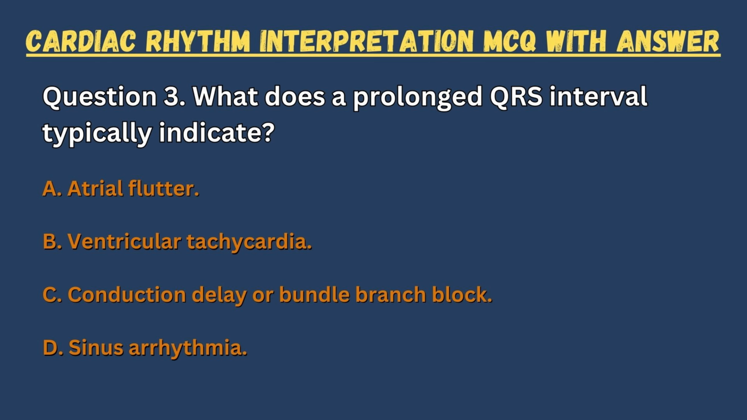Question 3. What does a prolonged QRS interval typically indicate? A. Atrial flutter. B. Ventricular tachycardia. C. Conduction delay or bundle branch block. D. Sinus arrhythmia.